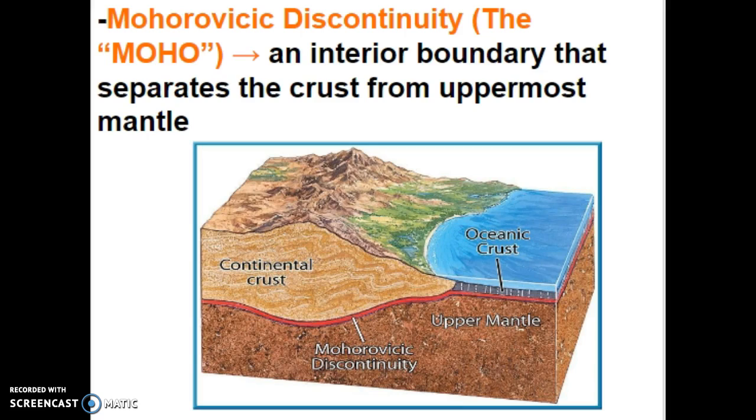The MOHO is an interior boundary that separates the crust from the uppermost mantle. So the Mohorovičić discontinuity, the MOHO, is the first place inside the Earth where we see a change from all solid to a little bit liquid.